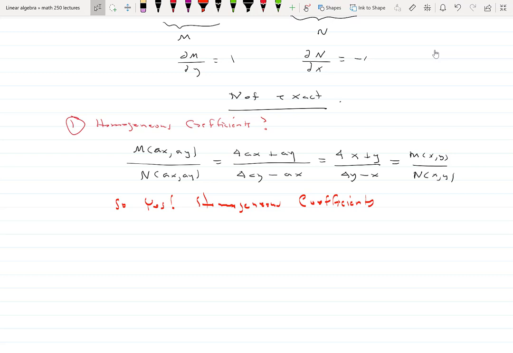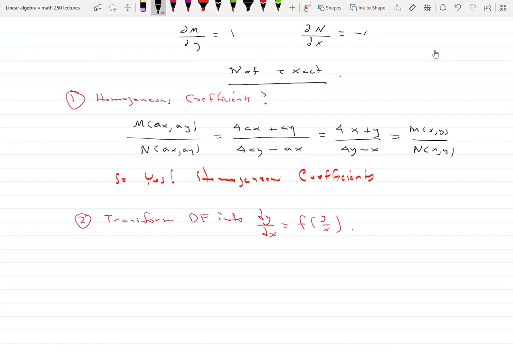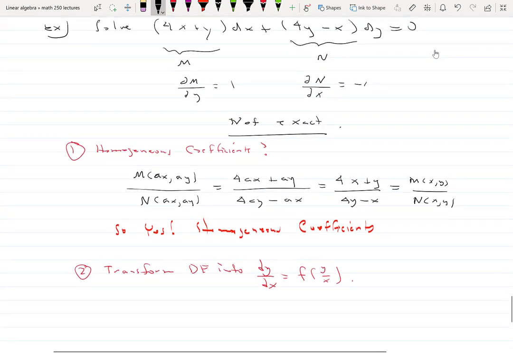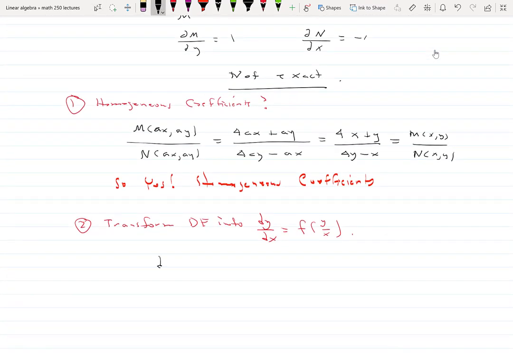Okay. You missed that. Step 2: transform the differential equation into dy dx equals some function of y over x. Now, the fact that it has homogeneous coefficients guarantees that we can do that. So if you missed that, don't worry about it. Just do it. Let's find dy dx first.